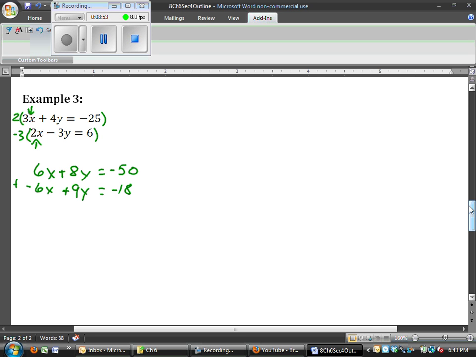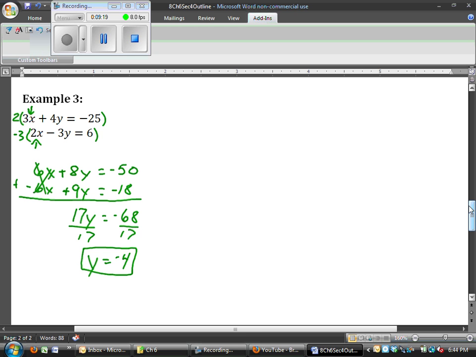When I add these two, my x's cancel. That's how we designed it. 8 plus 9 is 17y equals negative 68. I only have one variable, which is good. That's how I wanted it. So that y is equal to negative 4. Okay? Now, what do I do with the y? I plug it back in.